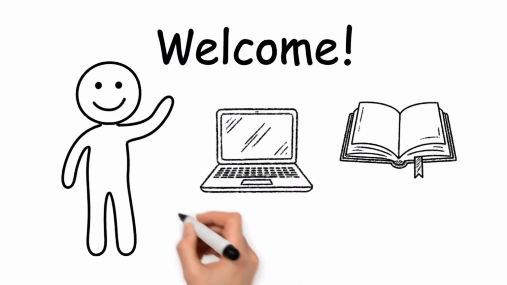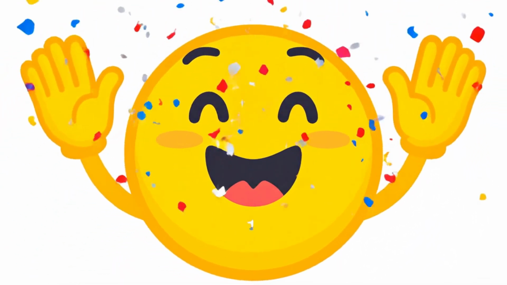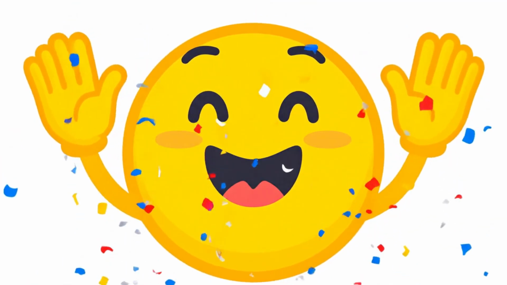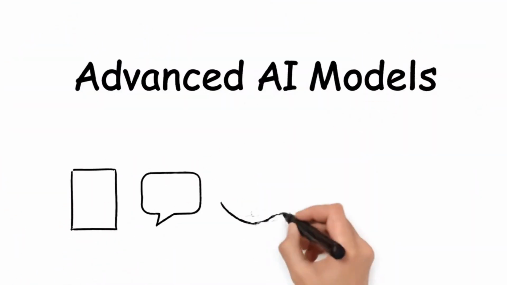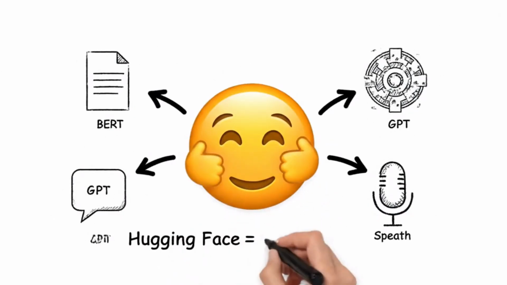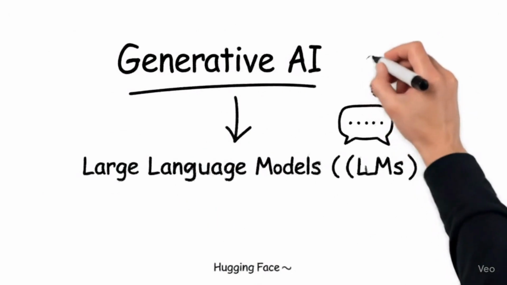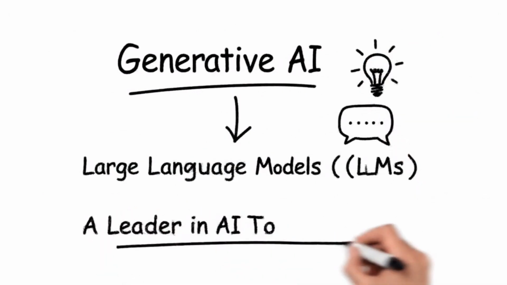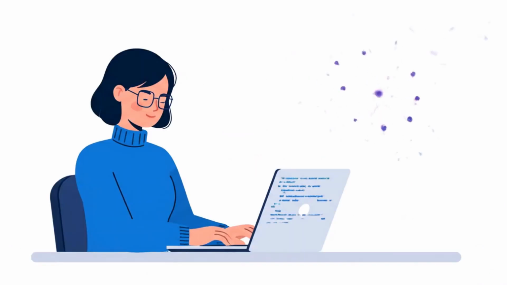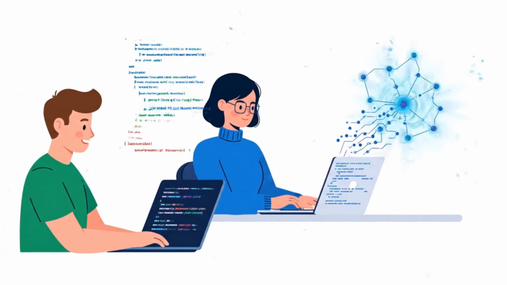Today we are going to talk about Hugging Face, one of the most powerful platforms in the field of generative artificial intelligence, especially large language models. If you have ever wondered how developers can use advanced AI models like BARD, GPT or even state-of-the-art tools for vision and speech without building them from scratch, Hugging Face is the answer. By the end of the video, you will know what Hugging Face is, why it's so popular, and how you can get started using it in just a few minutes.